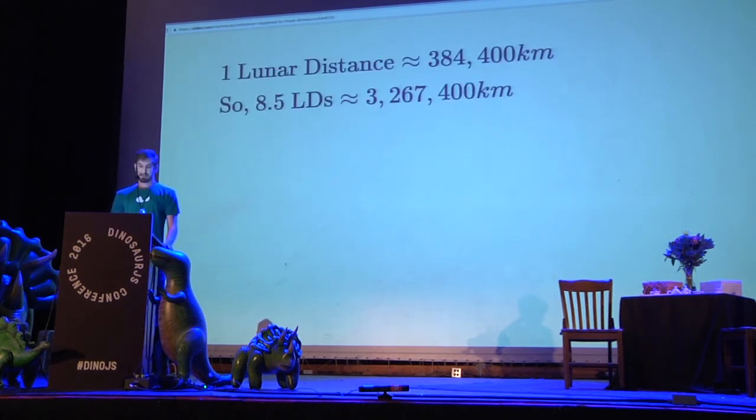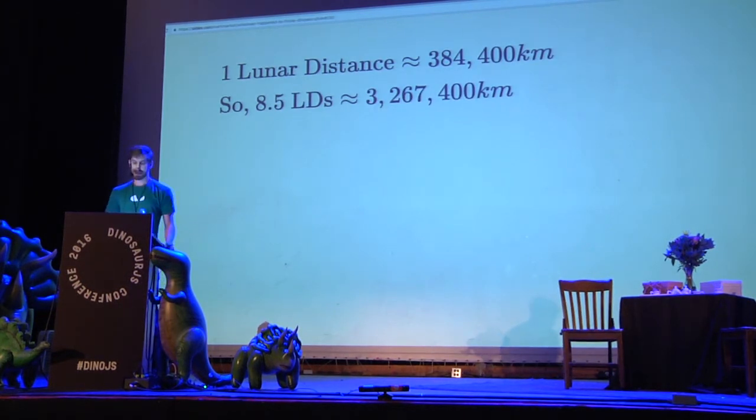So let's set up a problem statement. One lunar distance. A lunar distance is a measure that astronomers use to calculate the closest point an asteroid is going to be, or the distance that an asteroid is from the planet. A lunar distance is the distance from the center of the Earth to the moon, and it's about 384,400 kilometers. The moon's orbit is slightly elliptical, so it changes, but that's the approximation. A lunar distance is just a unit of measure.